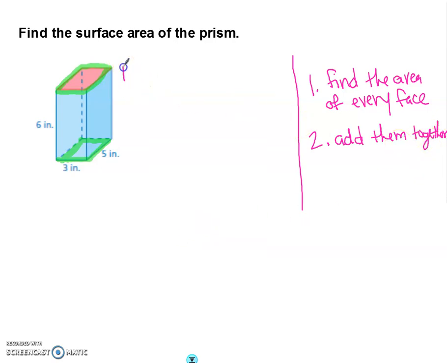So for the top, I'm going to label it top and bottom. They're both rectangles. Their area is both length times width, and they're both 3 times 5. So the area of the top is 15. The area of the bottom is also 15.